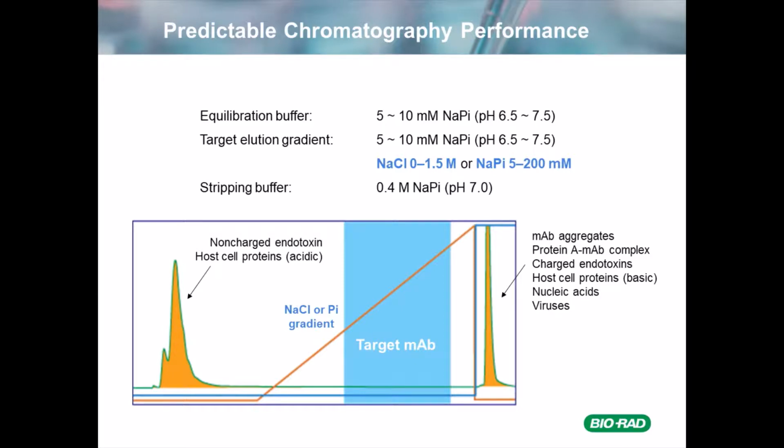The bound monoclonal antibody can be eluted either by a sodium chloride gradient or a sodium phosphate gradient or their combination, and we are going to leave the impurities such as the stronger binding MAP aggregates, the protein A MAP complex, the charged endotoxins, the more basic whole cell proteins, nucleic acids, and viruses on the column until we strip the column during the cleaning with 0.4 molar sodium phosphate.